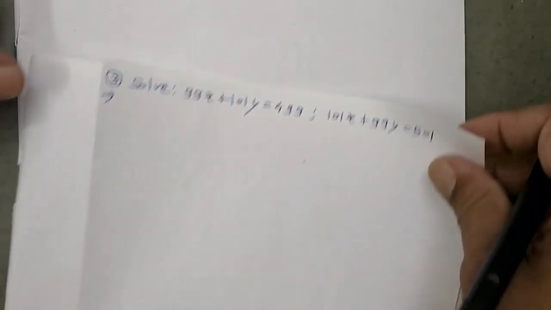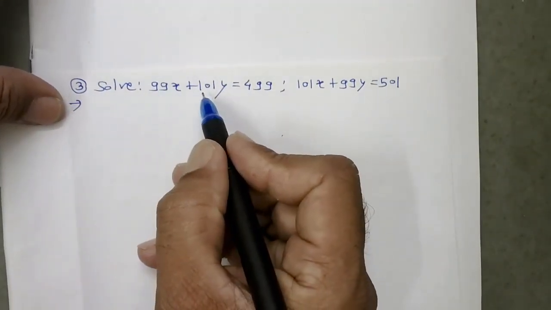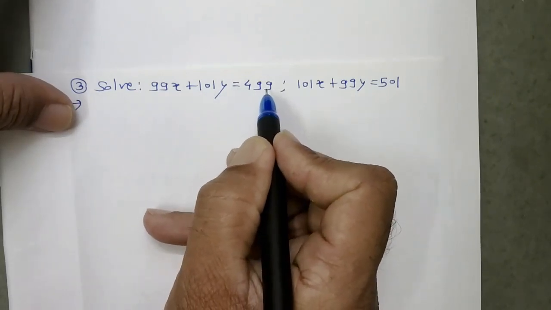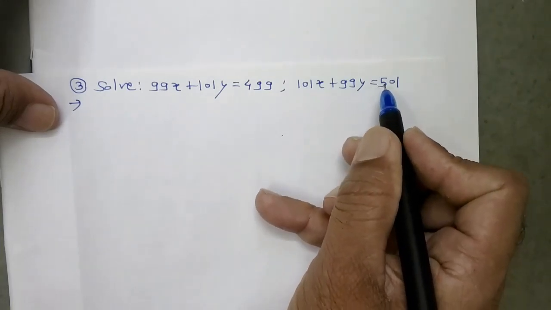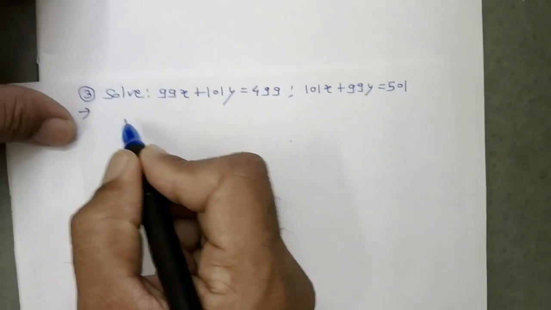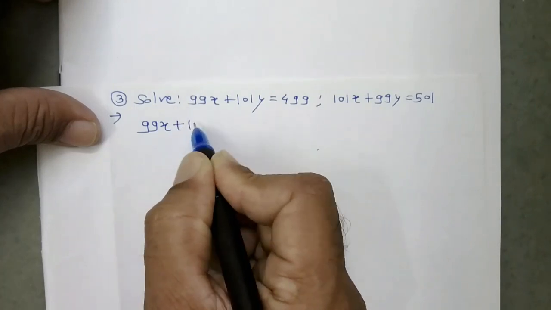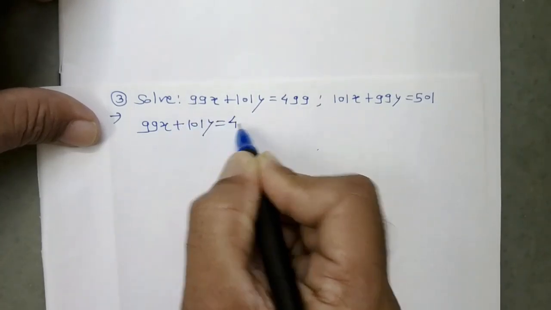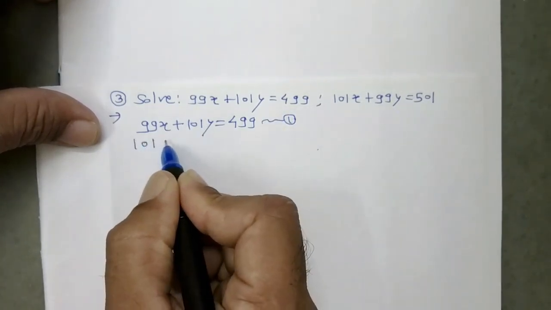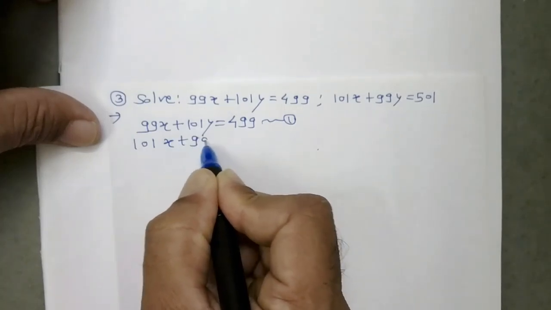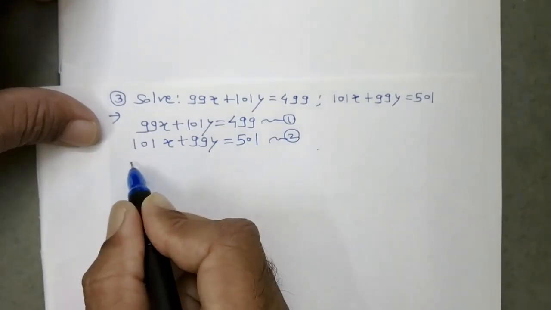Now example number 3. Solve 99x plus 101y is equal to 499, 101x plus 99y is equal to 501. First write down given examples as it is. 99x plus 101y is equal to 499. Equation number 1. 101x plus 99y is equal to 501. Equation number 2.